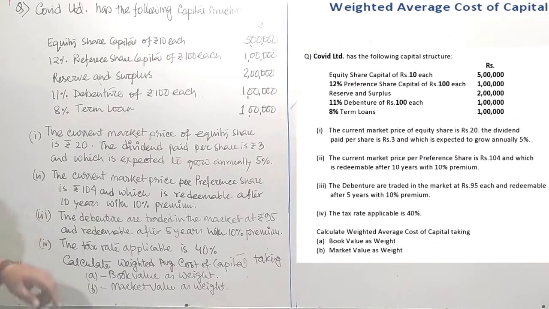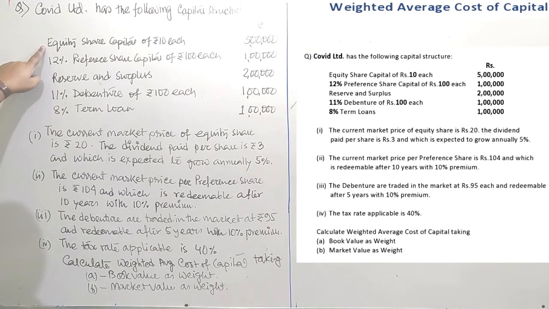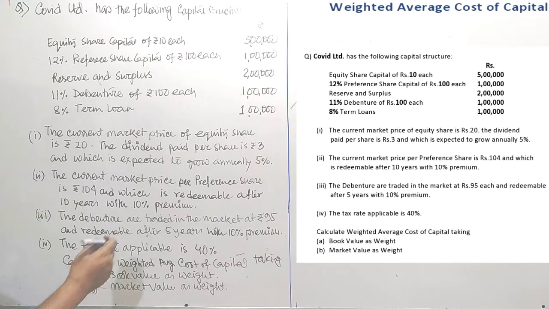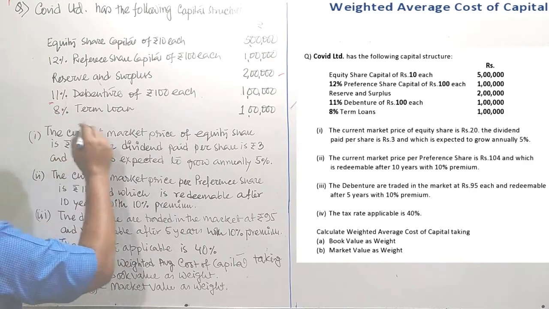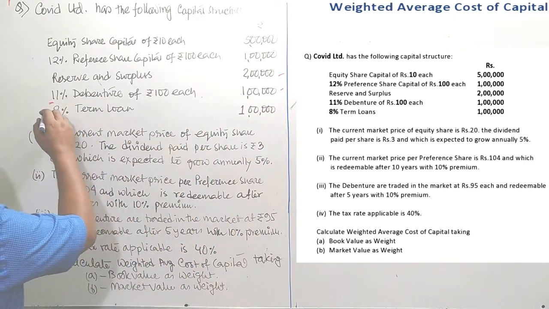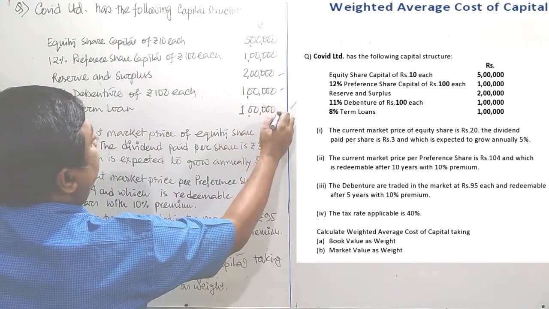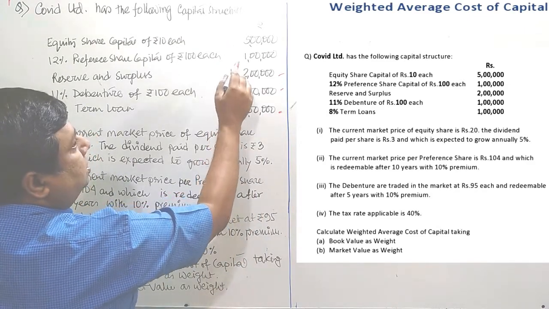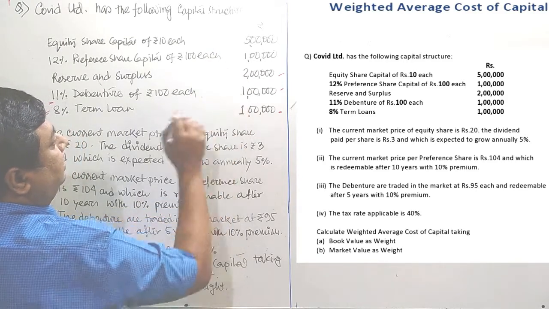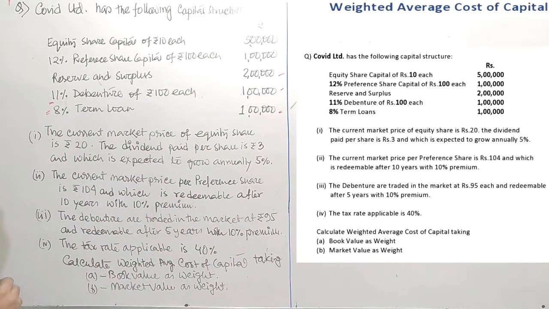COVID Limited has the following capital structure: equity share capital is rupees 5 lakhs, preference share capital rupees 1 lakh, reserve and surplus rupees 2 lakhs, 11% debenture rupees 1 lakh, and 8% term loan also rupees 1 lakh. If we sum up, 5 plus 1 is 6, plus 2 is 8, 9, 10. Then total capital available to the company is 10 lakhs rupees.